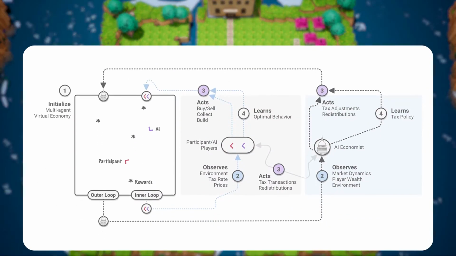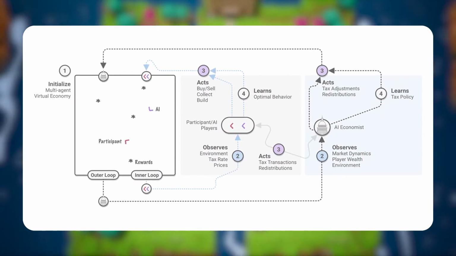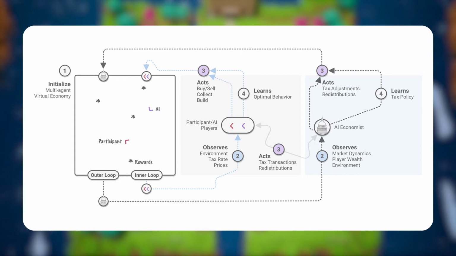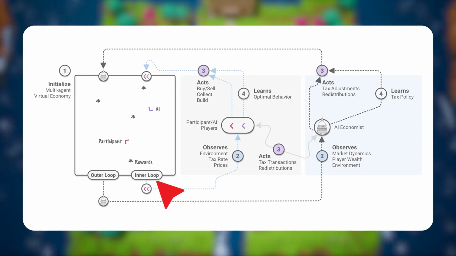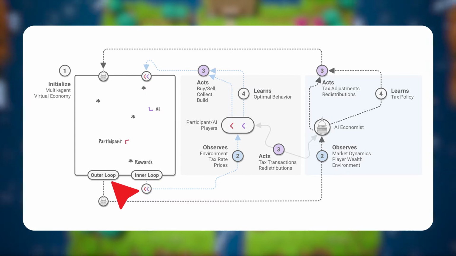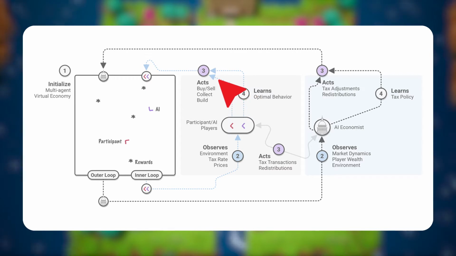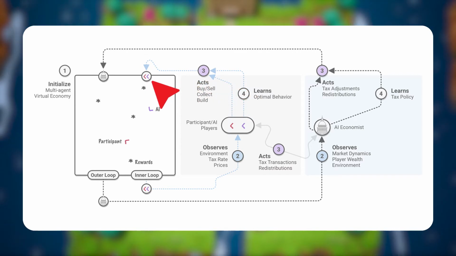Both the workers and the AI economist use reinforcement learning, where they learn from experience collected through trial and error. This creates two learning loops, an inner loop for the workers and an outer loop for the AI economist. The inner loop is about the workers learning through trial and error. First they observe the environment, tax rates and prices. From this observation, the workers can learn to act differently to optimize their behavior.